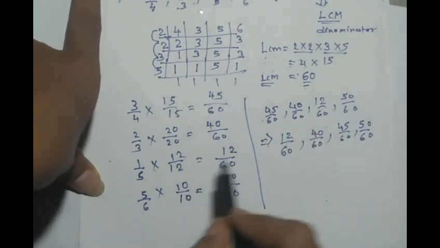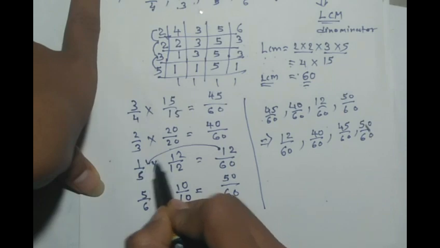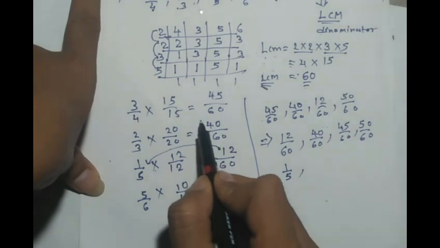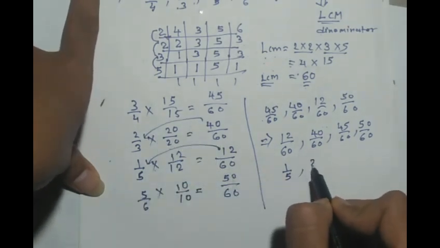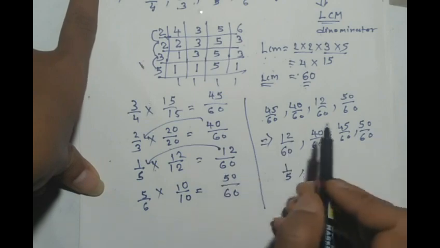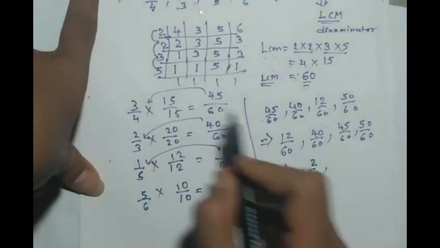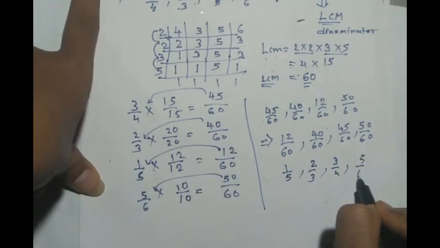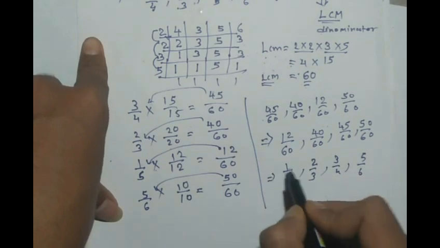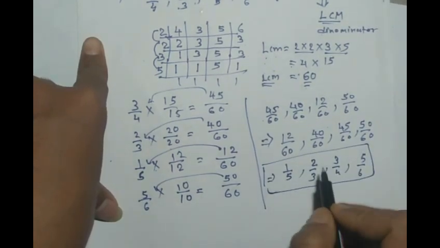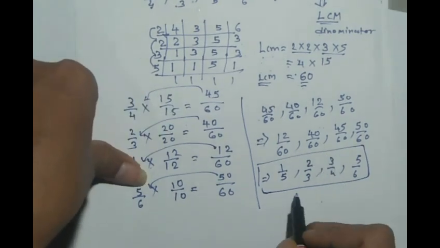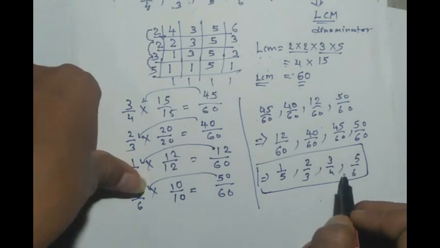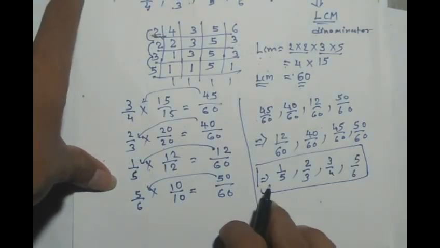Now 12 upon 60 means which fraction? It is 1 upon 5. 40 upon 60 means which fraction? 2 upon 3. 45 upon 60 means which fraction? 3 upon 4. And 50 upon 60 means which fraction? 5 upon 6. So we get the answer in ascending order for the given question. Our answer is 1 upon 5, 2 upon 3, 3 upon 4, 5 upon 6. Hope you understand the whole example.